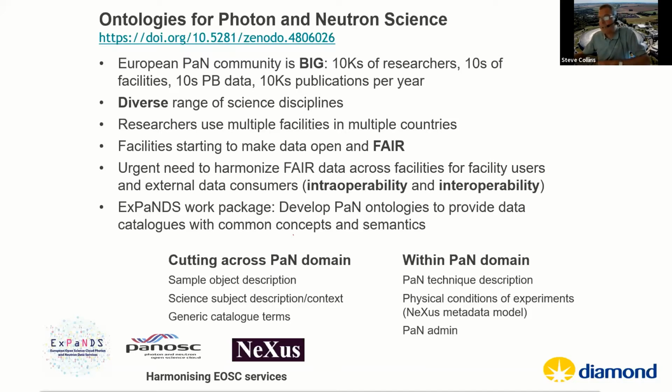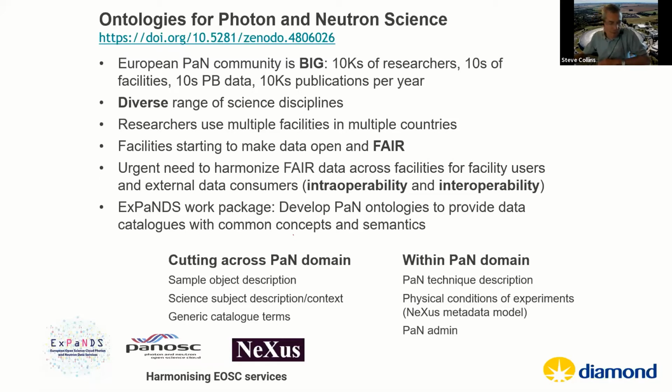So we have an urgent need to harmonize FAIR data across facilities for our domain and also for our domain users, and also for our external data consumers, which we're increasingly starting to think about. So this speaks to both intraoperability and interoperability. And this is really the central theme of 2 big EU grants based on EOSC. So this is the EXPANSE and PaNOSC grants. And there's a work package in EXPANSE to develop a photon and neutron ontology. So this is what the work's about.